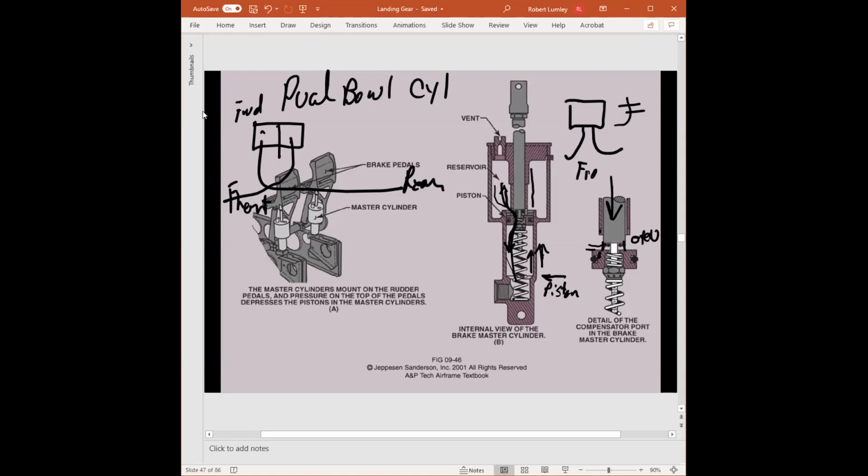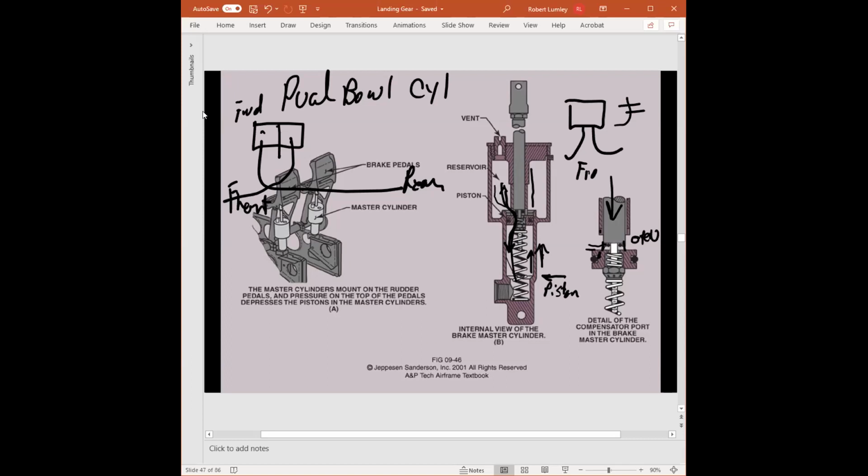And so nowadays it is standard that we have a dual bowl. By the way, just to let you know, I have switched my car over from complete drum brakes to two disc brakes in the front, and I put in a dual bowl master cylinder. Nice. All right.